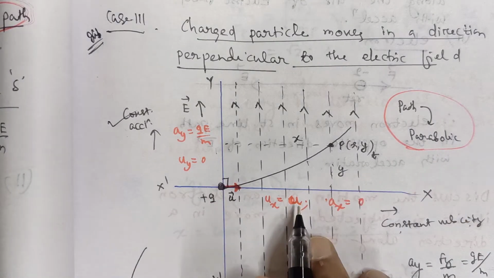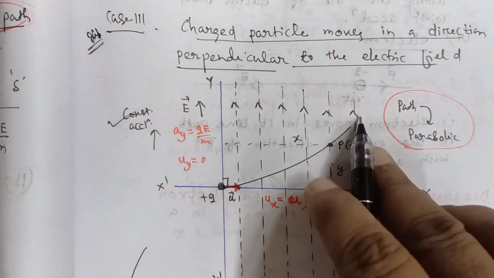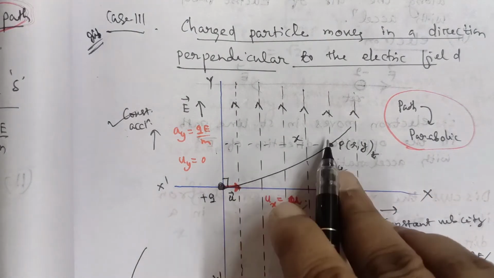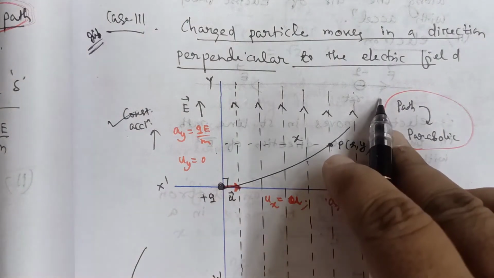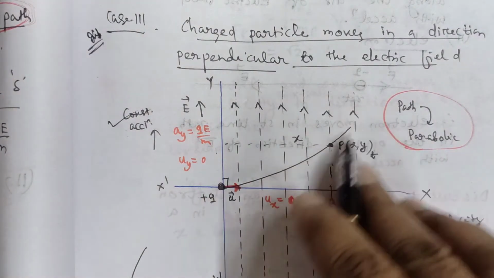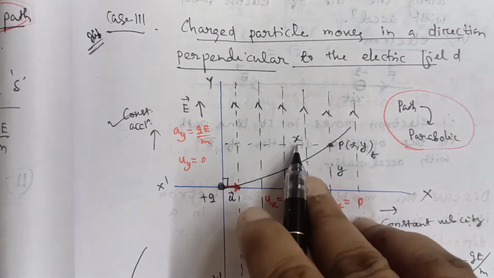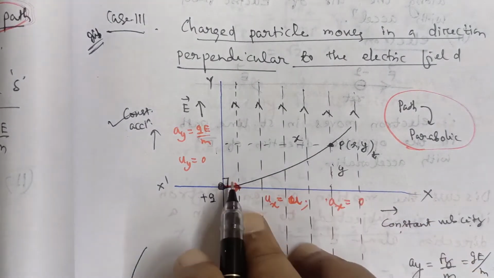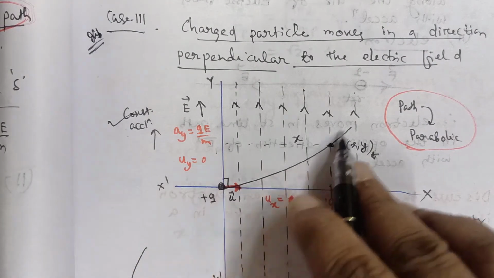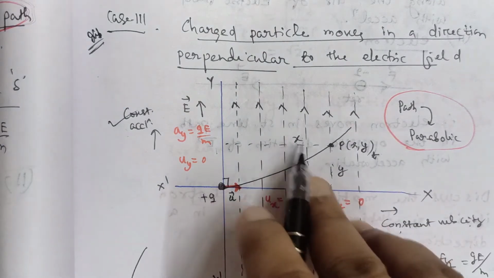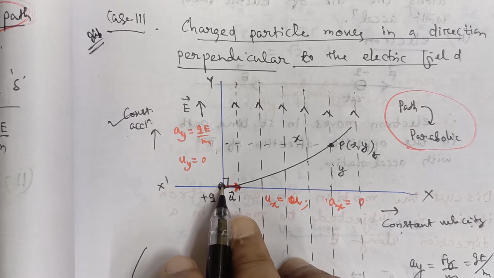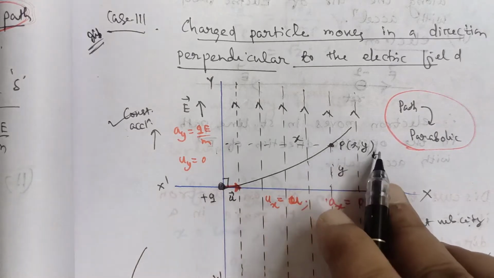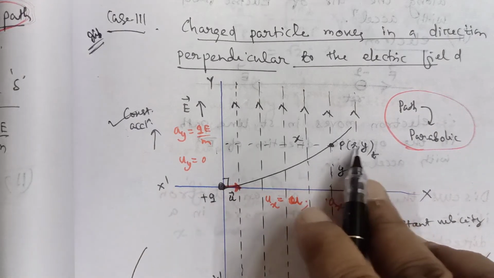But here we have to discuss how the path is parabolic. That means we have to discuss the equation of trajectory. Equation of trajectory means the equation of a path. Equation of a path means the relation between the x and y coordinates. You see the diagram, when it describes this parabolic path, there is a variation of x and y. Let initially the x coordinate and y coordinate be 0. After time t, the x coordinate and y coordinate are x and y.